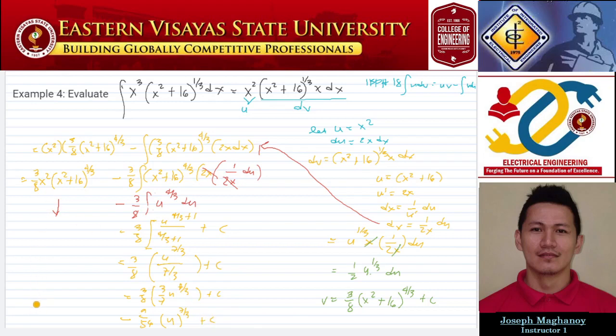So carry down our first term, that is 3/8 x squared times the quantity x squared plus 16 raised to 4/3. So this is your final answer. For the final answer, we need to recall our u. Rewrite u as x squared plus 16. Just input the value of u and that is your final answer. Okay? So let's move to our next sample.